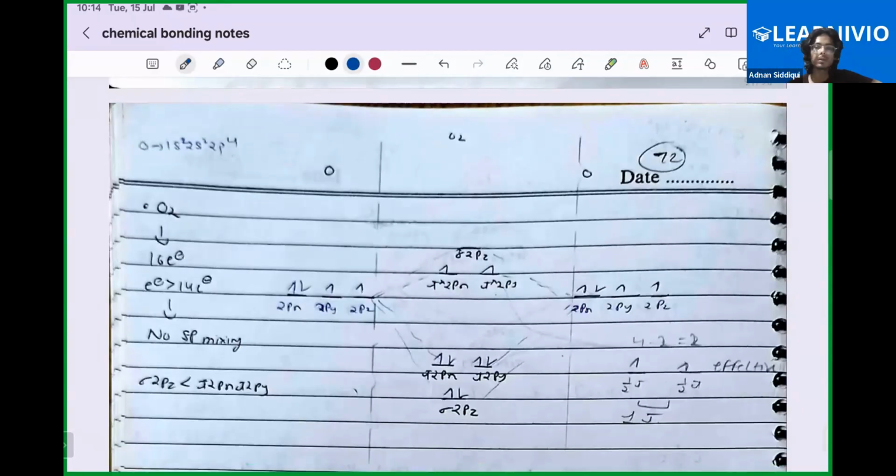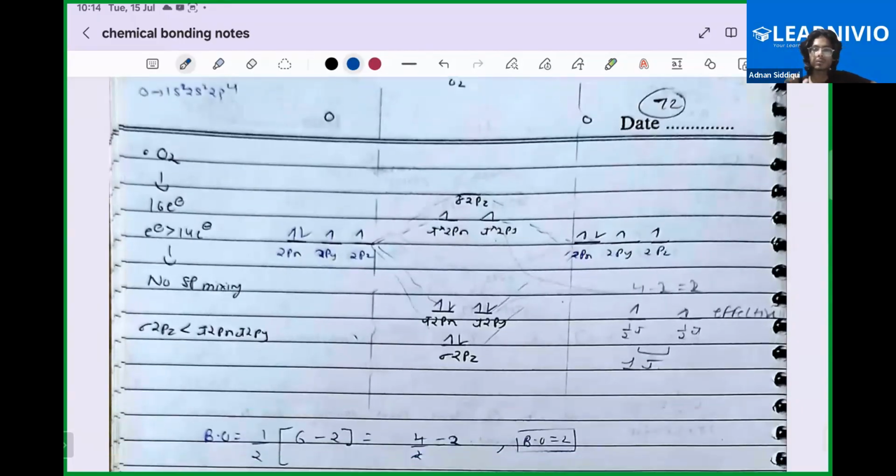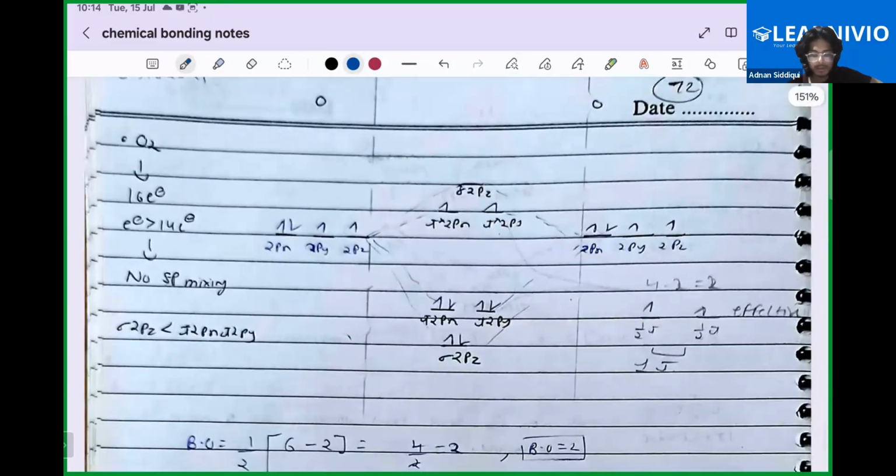All right, okay, I understand. So now we are going to change something. From oxygen, the sp mixing stops, right? Here we don't have sp mixing. So in the previous case, we were writing these orbitals here and the sigma 2pz above, right? So what we will do is we will just replace them, and everything else is the same. Apart from this thing, everything is same.